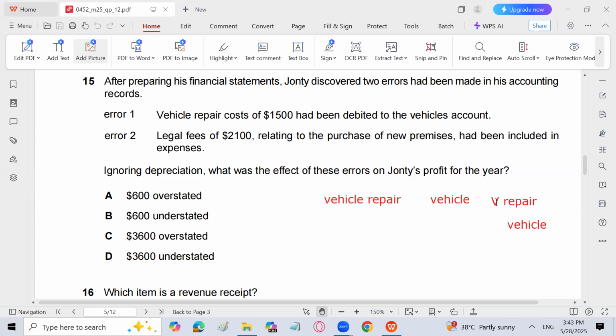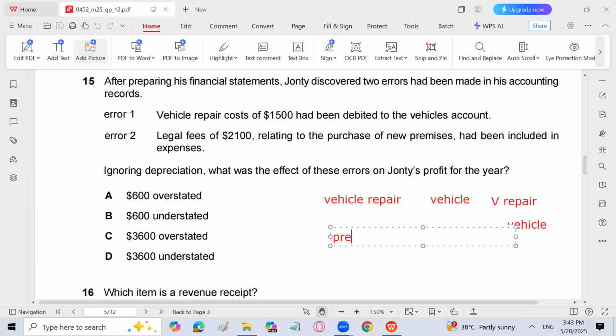We had to debit the expense, which would decrease profit. Expense is debited, profit should be decreased, but we have not decreased profit. It means that profit is overstated by 1500. Next, legal fee of 2100 relating to purchase of new premises had been included in expenses. So you have debited.